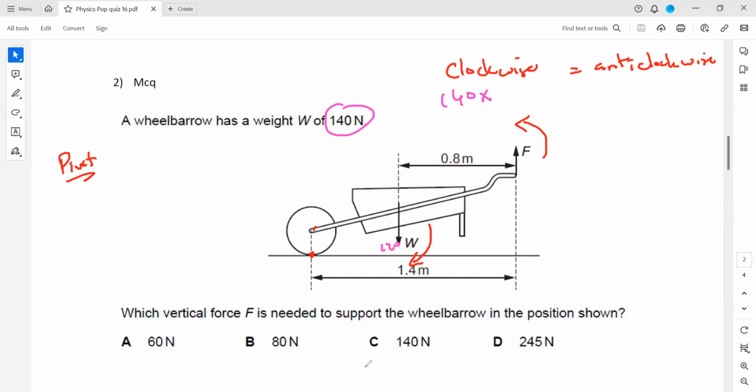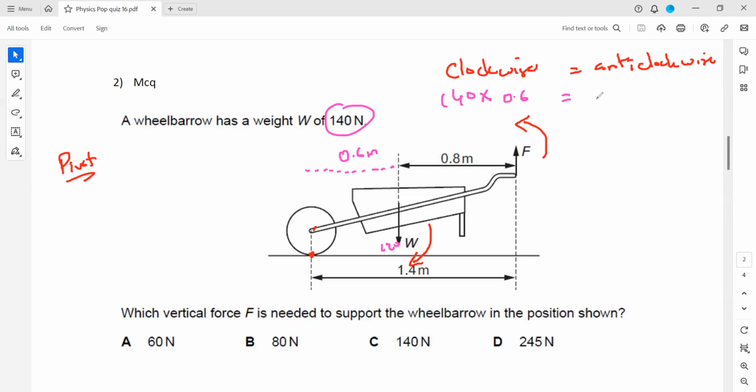How do we know the distance from the pivot? The total is 1.4, and out of 1.4, the distance between the weight and the force is 0.8. So how much is this distance? 1.4 minus 0.8, that's equal to 0.6 meters. So the weight is 140 and the distance from the pivot is 0.6, because we always take the distance from the pivot to the force.